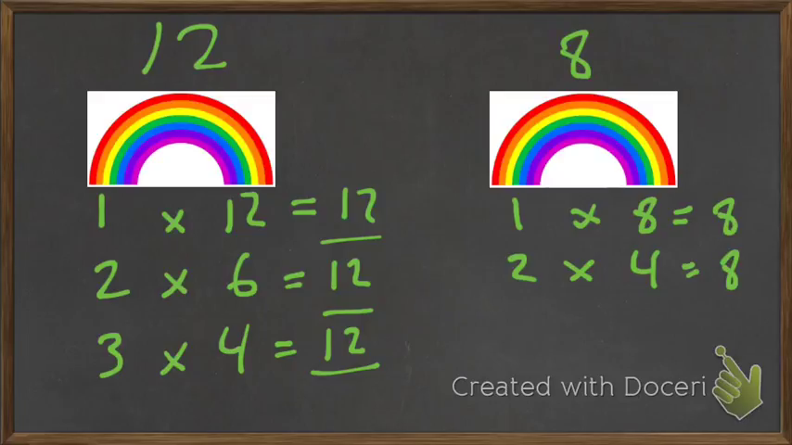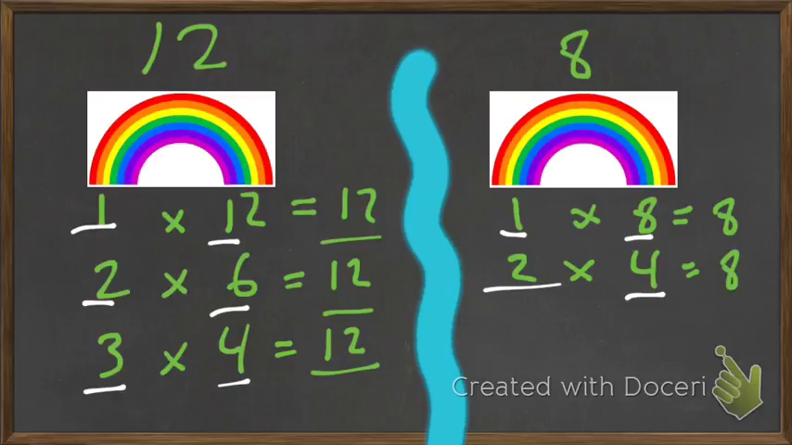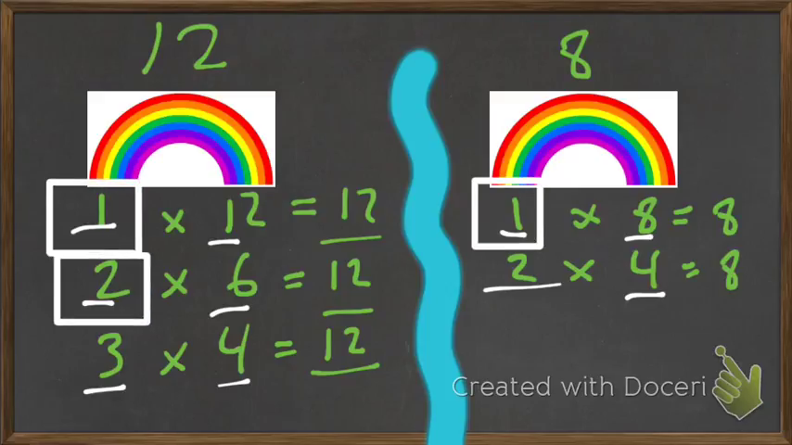Now, if we look at all of these numbers here, we've got 1, 2, 3, 12, 6, 4. 1, 2, 8, 4. What is common between the two sets? Well, 1 is common. 2 is common. I don't see any 3s here. No 3 here.